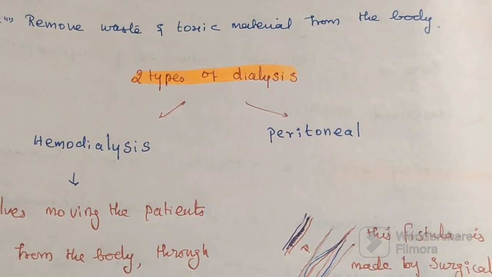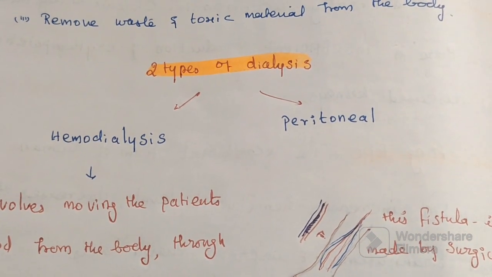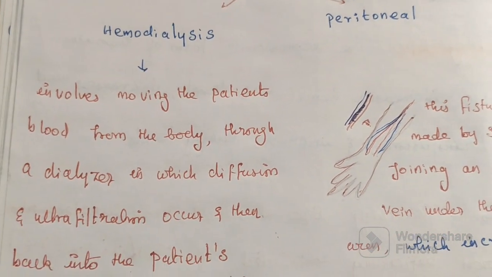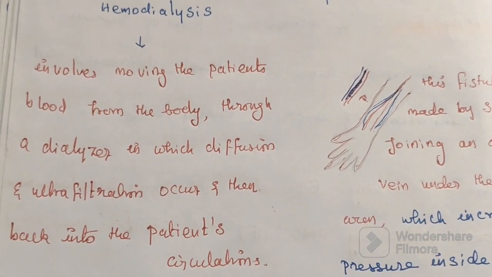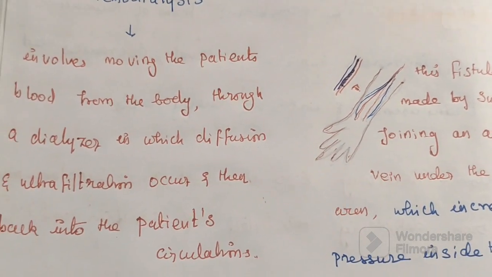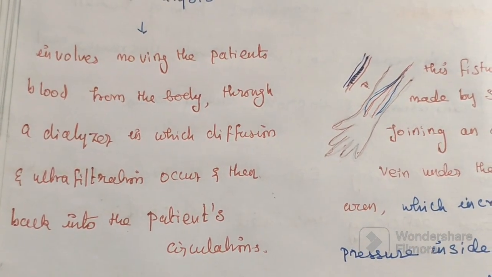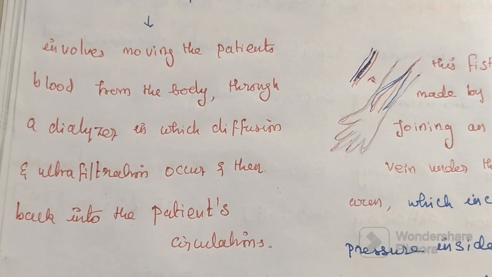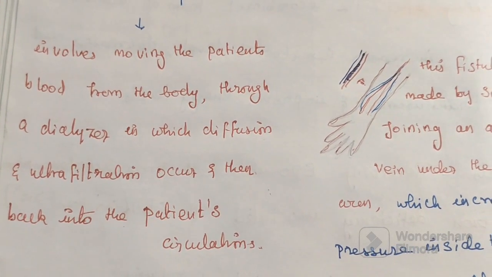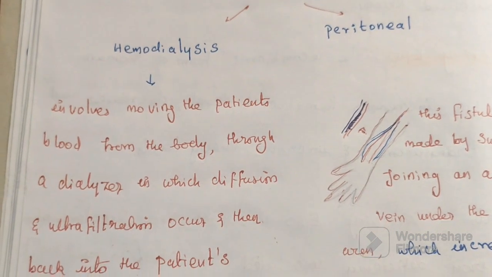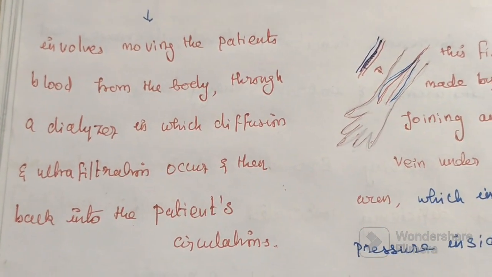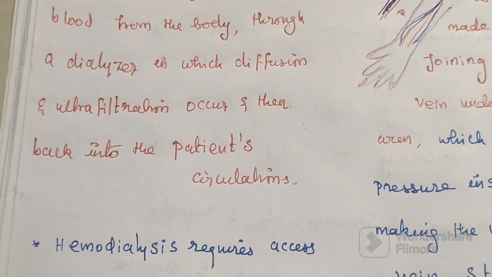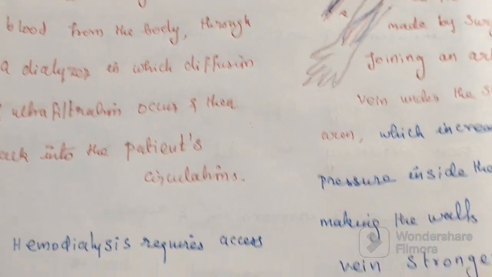So there are two types of dialysis. One is hemodialysis, another one is peritoneal dialysis. First we want to look at hemodialysis. It involves moving the patient's blood from the body through a dialyzer in which diffusion and ultrafiltration occur, and then back into the patient's circulation.